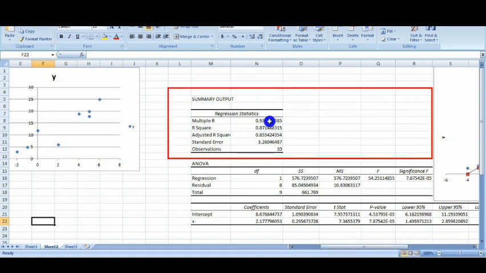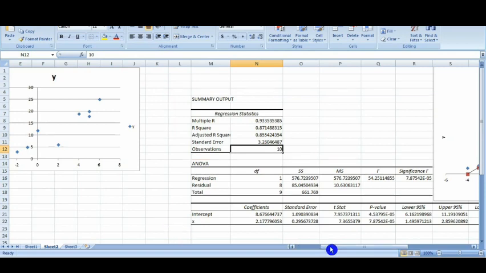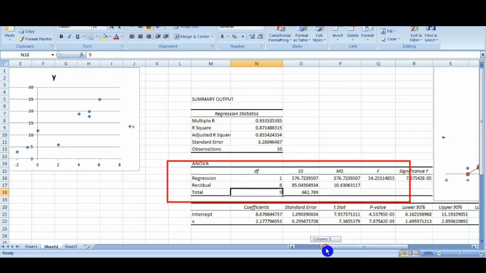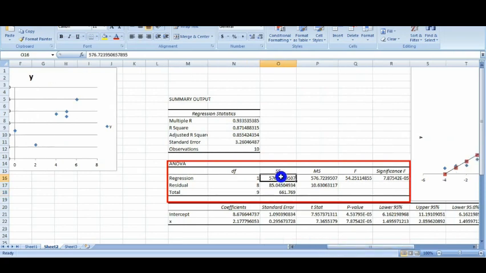See, the multiple R is the same as that R, because there are only two variables. R square, this is the coefficient of determination here. There is some other quantity called adjusted R square, which we will have a look at when we go in for the multiple regression. Standard error, the number of data points, then the degrees of freedom, residual and total. This is an analysis of variance table.